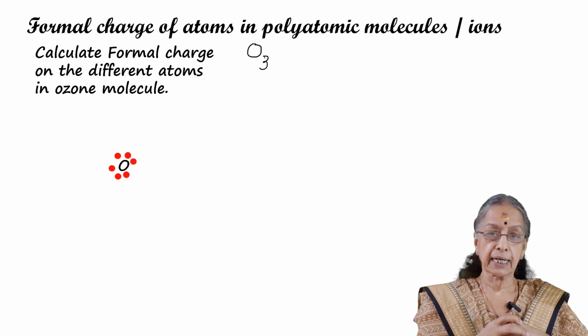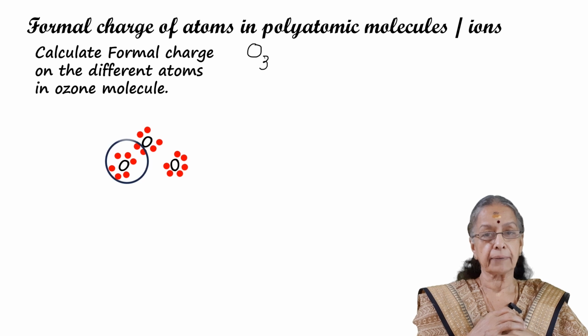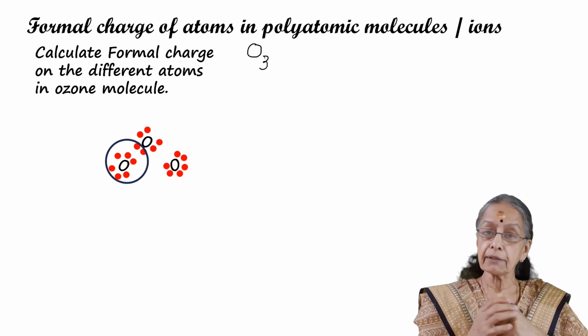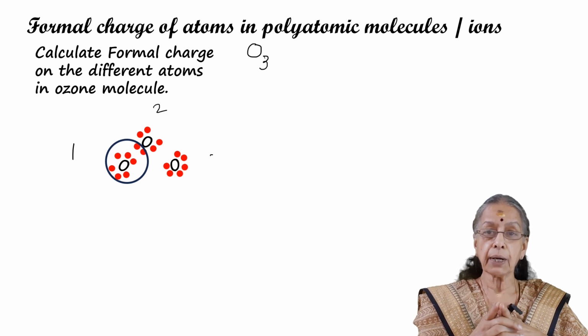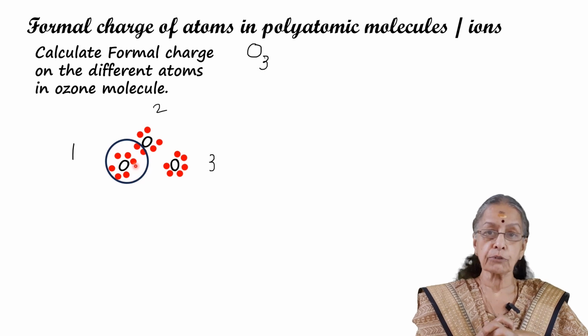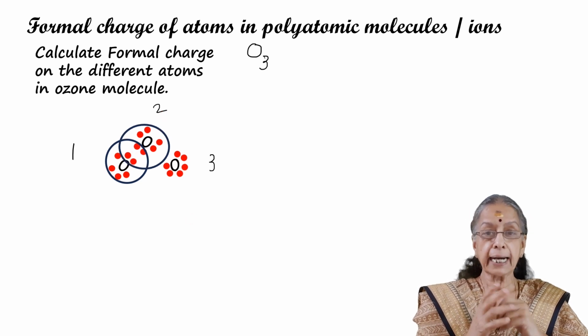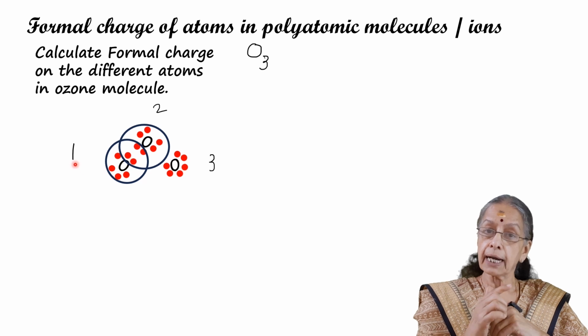These are the 3 oxygen atoms with 6 valence electrons in each atom. Now we will show the valence shell overlapping and octet formation. For convenience, we will mark these atoms as 1, 2 and 3. Now atom number 1 has 8 electrons in its outermost shell. It has shared 2 of its electrons with 2 electrons of atom number 2. Now atom 2 also has 8 electrons. It has shared 2 of its electrons with 2 electrons of atom number 1.